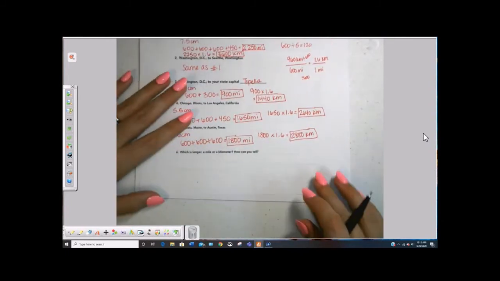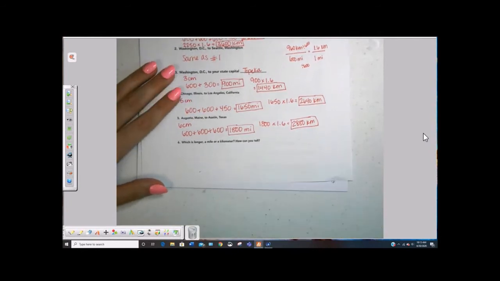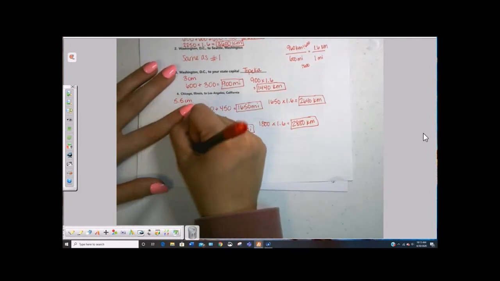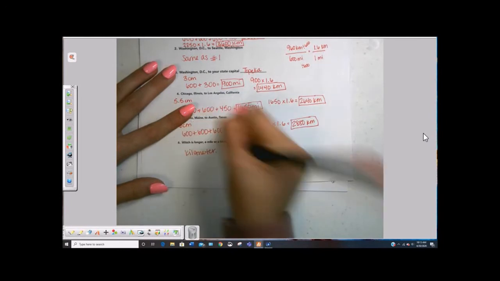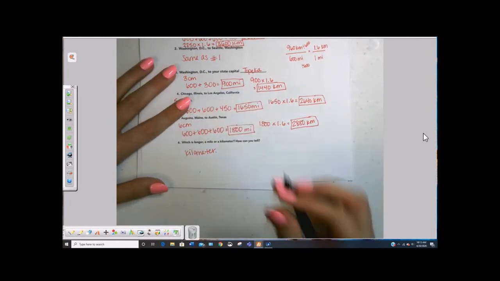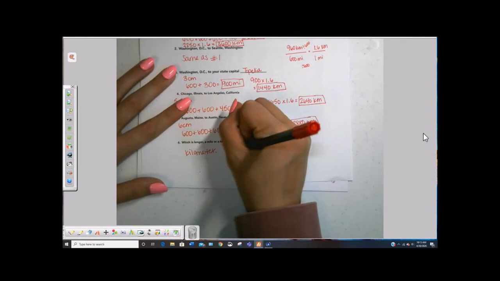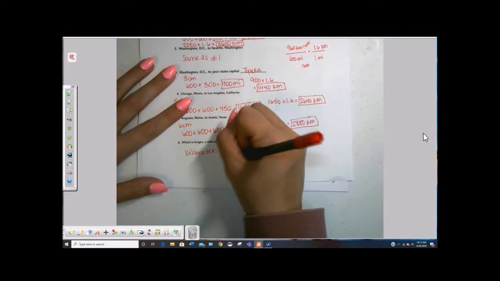Number 6 says, which is longer, a mile or a kilometer? How can you tell? Well, think of our unit rate. 1 mile to 1.6 kilometers, so kilometers is longer. And how can you tell looking at the unit rate? 1.6 kilometers to 1 mile.